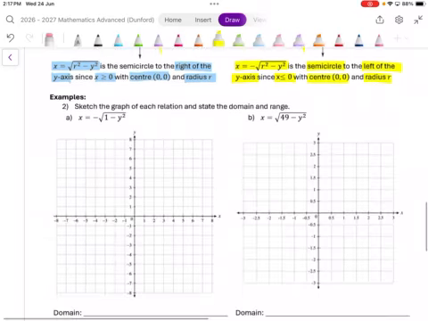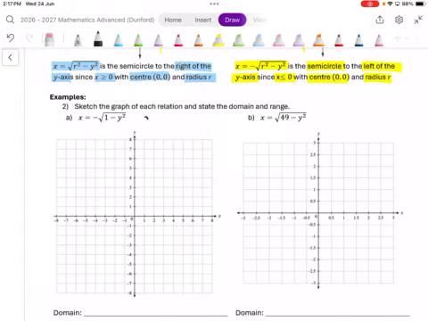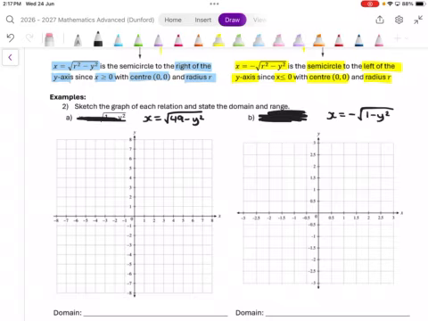Now, I made a slight boo-boo with these and the equation's meant to be the other way around. So we are going to write the equations again, sorry. So it should be x equals the square root of 49 minus y squared for A, and B should be x equals minus the square root of 1 minus y squared. Okay, because of the graph that I've given you, like the axes that I've already given you.